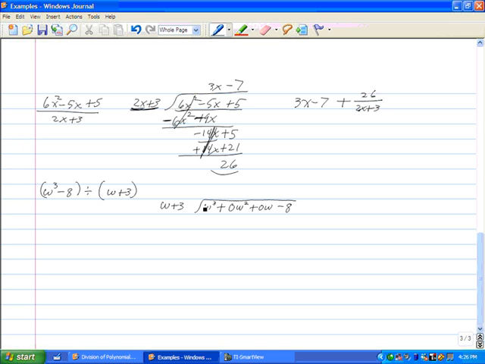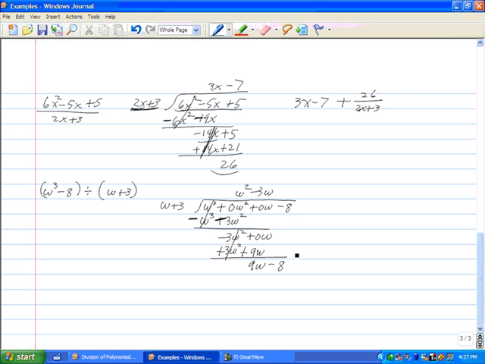W times what gives you w cubed, w squared. Multiplying, w cubed plus 3w squared. Change the signs so that I can add. That cancels, and I get a negative 3w squared. Drop down the next term. And again, if I hadn't put that there, I wouldn't know what to drop down right now. What do I multiply by? Minus 3w. Multiplying, minus 3w squared minus 9w. Change the signs. Add.